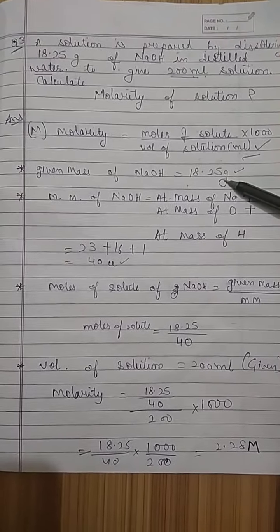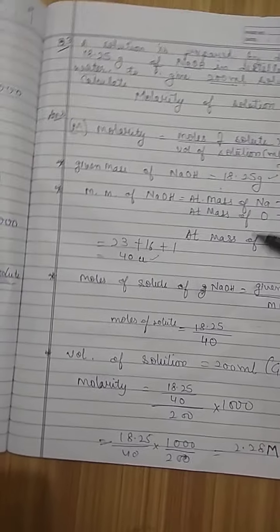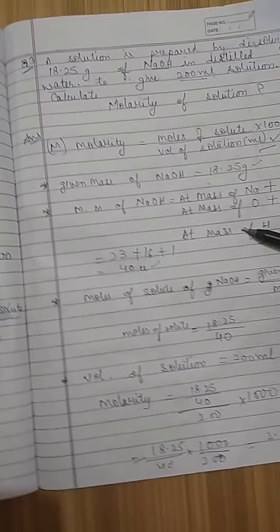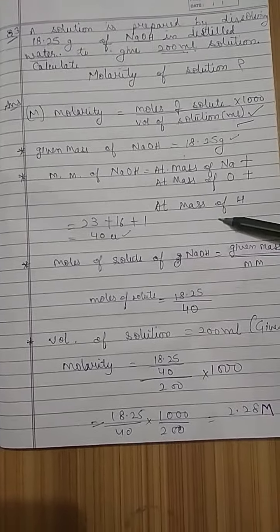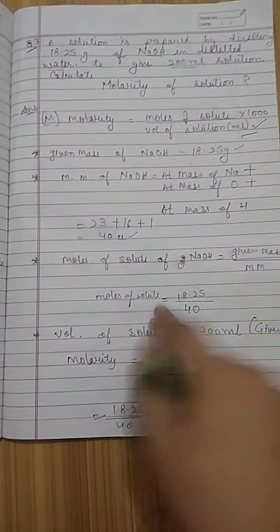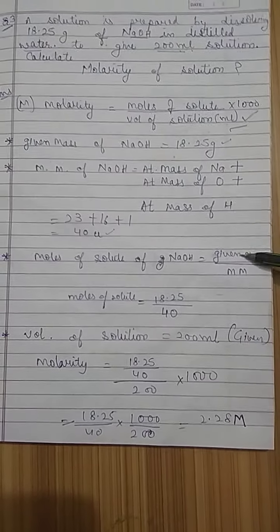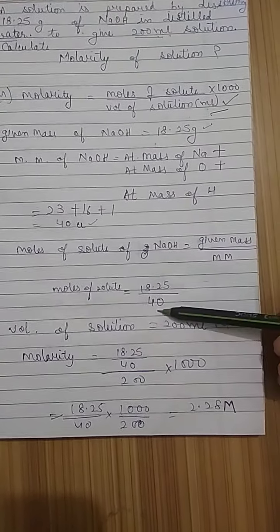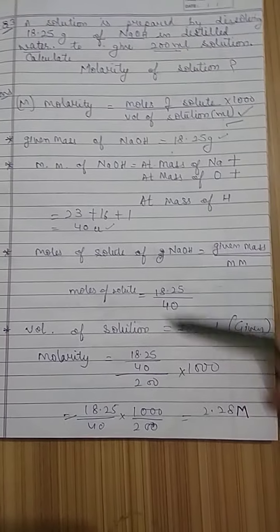The mass is given as 18.25, and the molecular mass, as I told you earlier, you will find the molecular mass of NaOH that way. The mass is given and the molecular mass you have to find out. So the moles of solute will be equal to given mass upon molecular mass, and given mass is 18.25 and molecular mass is 40. So this we get number of moles, and volume given to us is 200 ml.